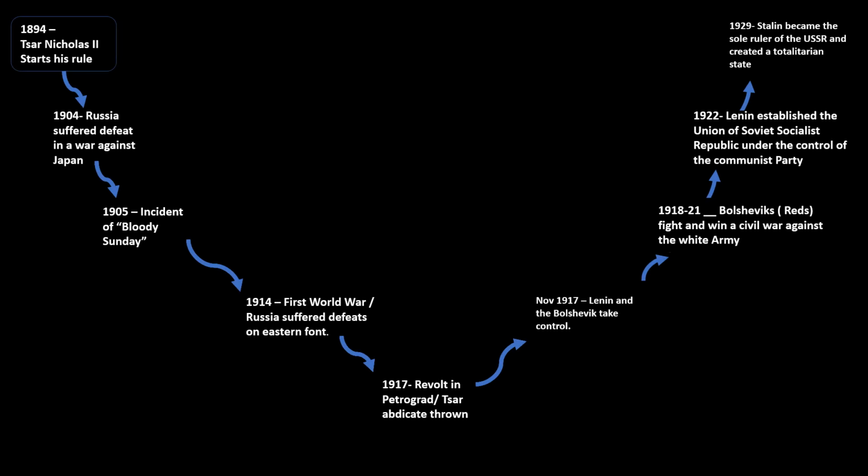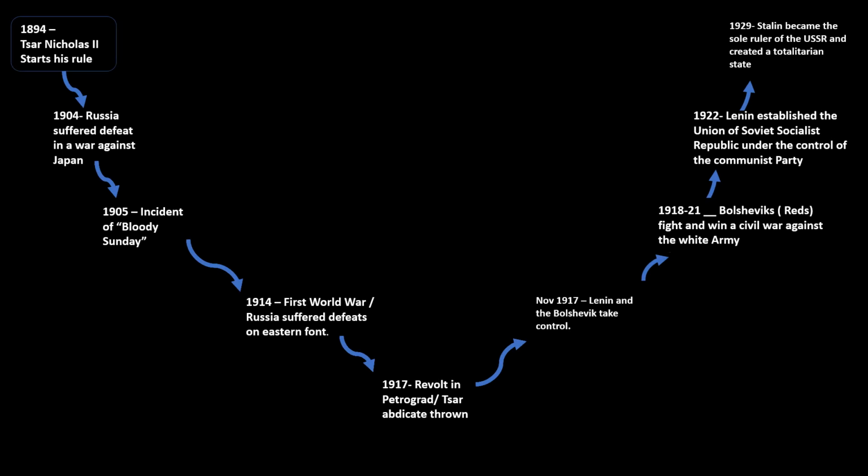In 1914, the First World War started. Russia suffered defeats on the Eastern Front. These defeats exposed the conditions of Russia. In 1917, the Russian Revolution started. It began in Petrograd. The Tsar had to abdicate the throne. In November 1917, Lenin and the Bolsheviks took control of Russia.